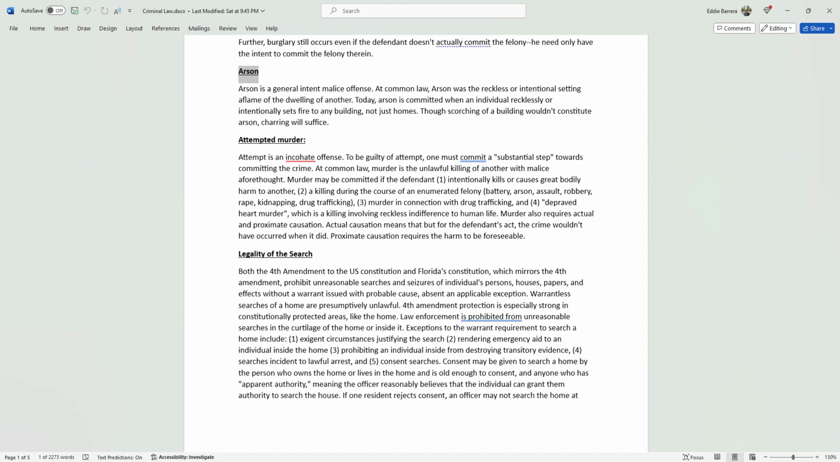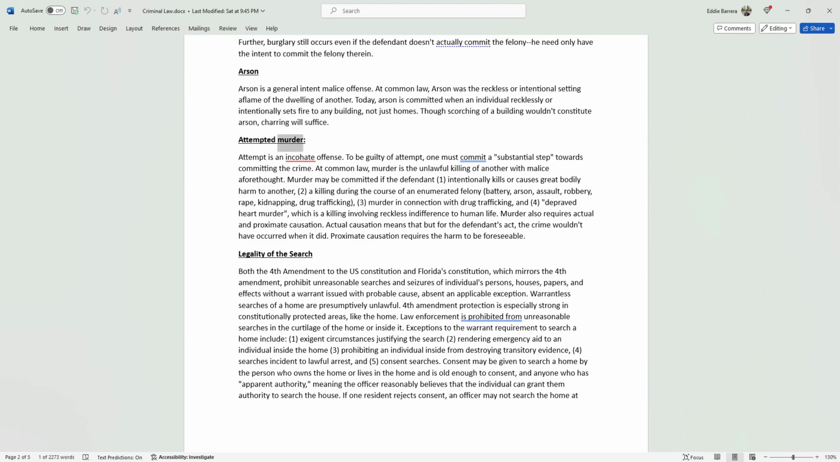Arson. Arson is a general intent malice offense. At common law, arson was the reckless or intentional setting aflame of the dwelling of another. Today, arson is committed when an individual recklessly or intentionally sets fire to any building, not just homes. Though scorching of a building wouldn't constitute arson, charring will suffice.